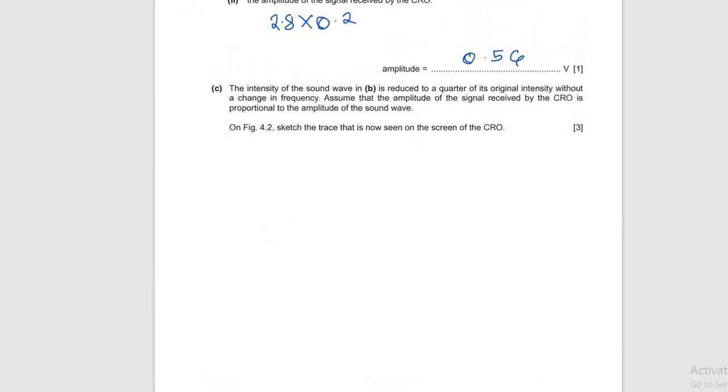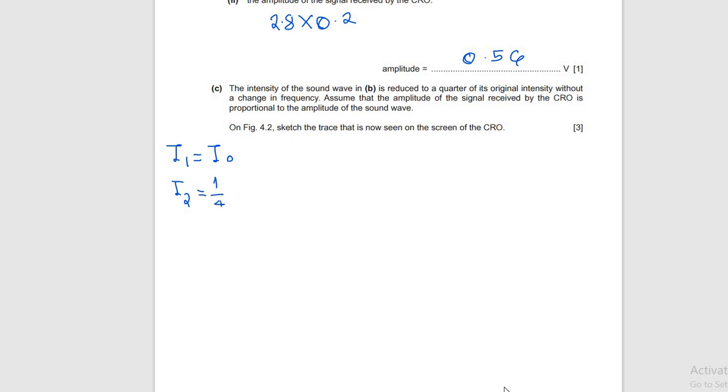The next question, C part. The intensity of the sound wave in B is reduced to a quarter of its original intensity. The intensity of the sound wave, which means we have a new intensity, and the initial intensity, let's say, is I naught.